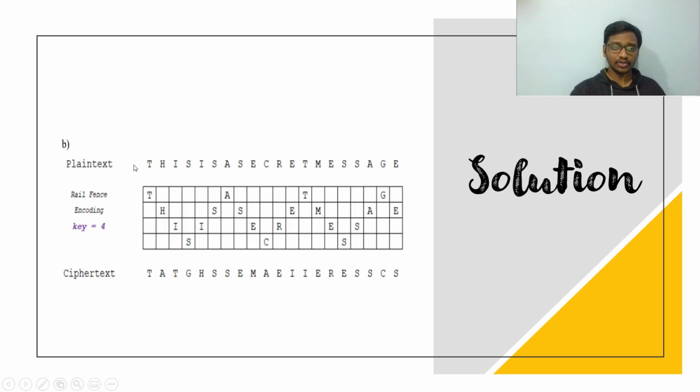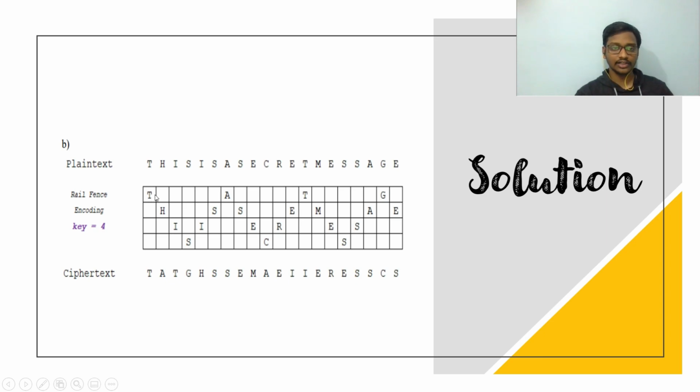Now for the second part, when we take key equals 4, the plain text is the same and the key equals 4. As I mentioned earlier, the number of rows equals the number given as the key. After arranging the number of rows as 4 and the number of columns as 20, we arrange it in a diagonal way. When we arrange it like this, we then read it row by row.